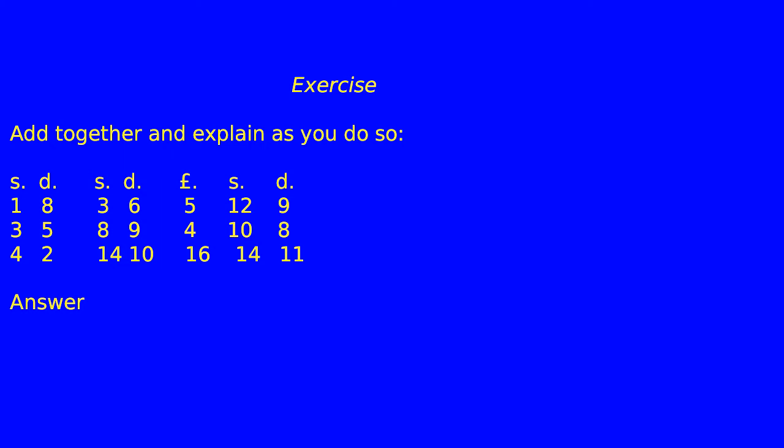Exercise. Add together and explain as you do so. Pounds, shillings, pence: 1, 8, 3; 6, 5, 12; 9, 3, 5; 8, 9, 4; 10, 8, 4; 2, 14, 10; 16, 14, 11. Answer.